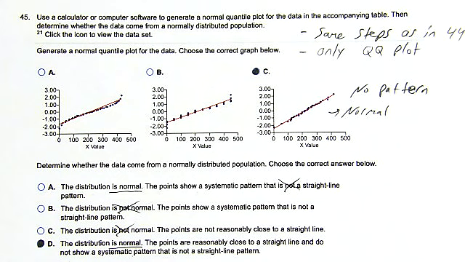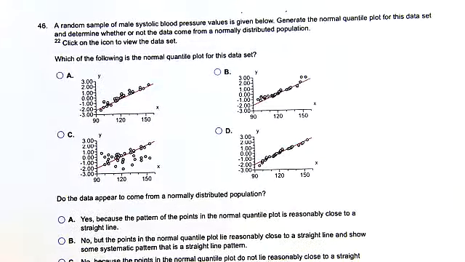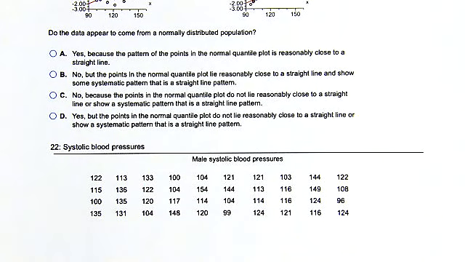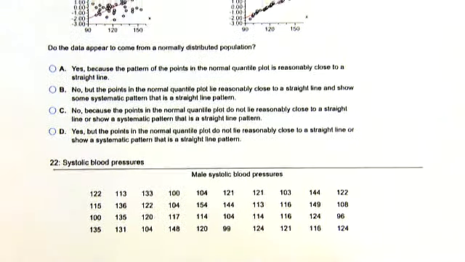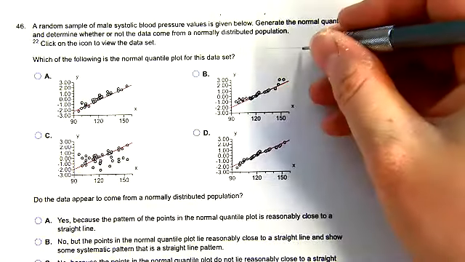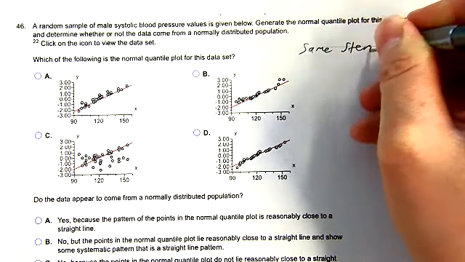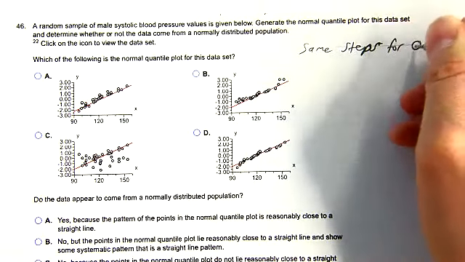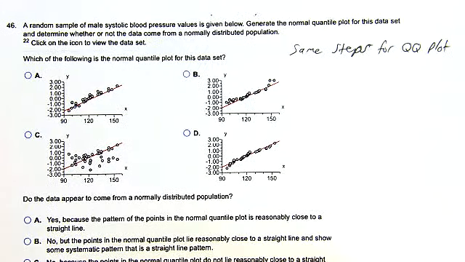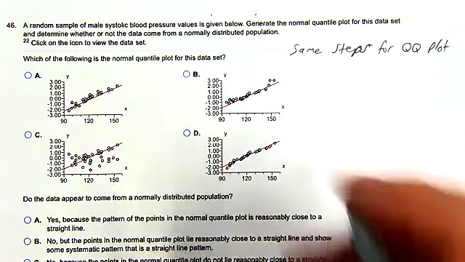Okay, 46. Same kind of deal. This time they're looking at systolic blood pressures of, looks like, another 40 people or so. Same steps for the computer to do this, same steps for the QQ plot, and that's all you need for this one. And it turns out for this data that they give you, it will look like D.